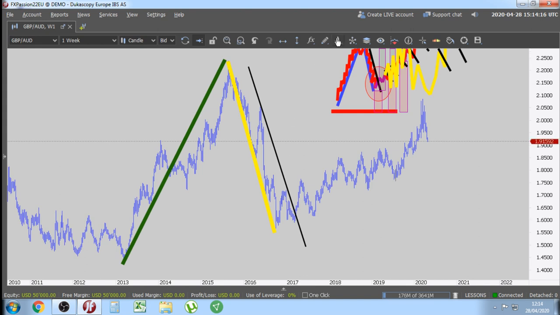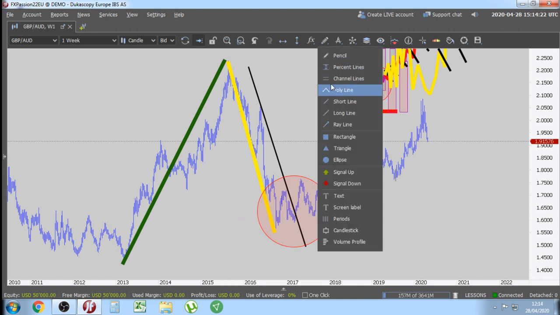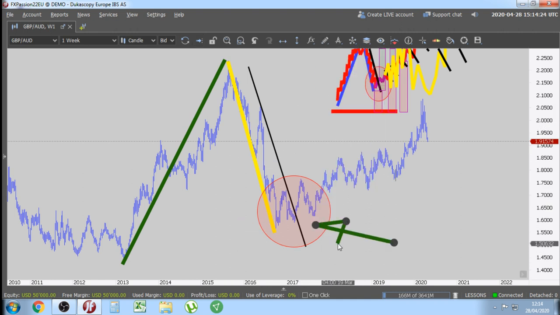Okay, so the best entry was this one. Passion, did you enter here? No, I did not. I didn't trade the GBP pairs for quite a long time, everybody. I was not trading the GBP pairs because of the Brexit. No, I didn't enter here, but I entered on different occasions.